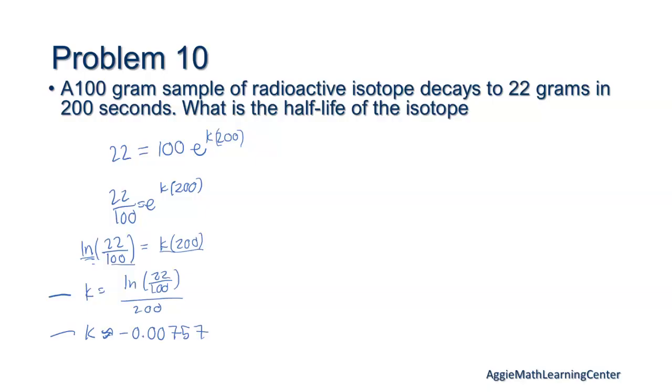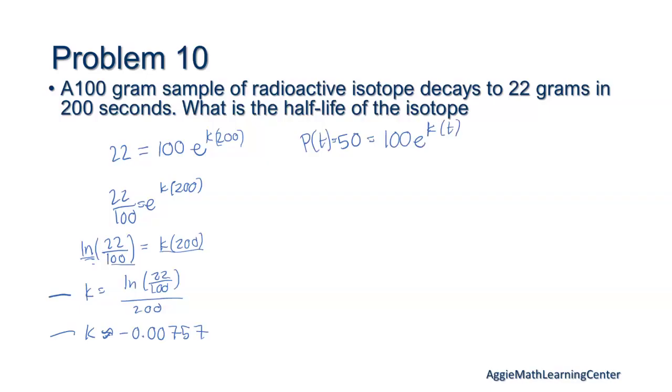You can do this a couple different ways. You can decide, okay, I have a 100-gram sample again. How long will it take me to get to 50? You can set it up like this. If I have a 100-gram sample, how long will it take me to get to 50? I know what k is, so I just don't know what t is. So tell me what t is, and that'll be my half-life.